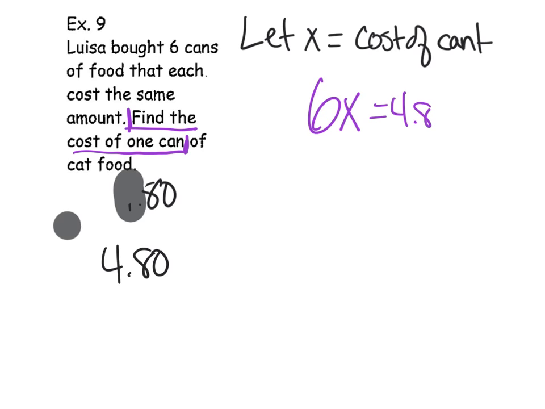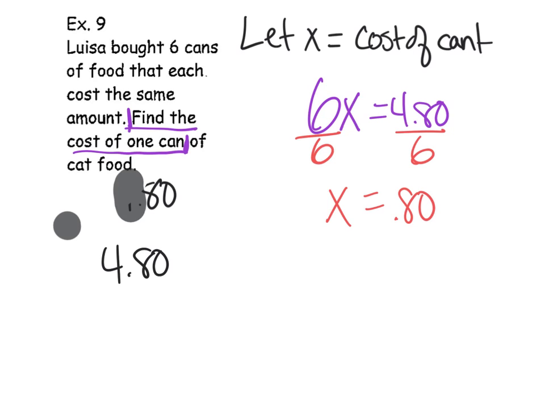Equals $4.80. Can someone tell me, just looking at the numbers, 6 and pretend the decimal's not there, 48. How many times does 6 go into 48? 8 times. But each can is not going to be $8. So what's it going to be if it's not $8? 80 cents.